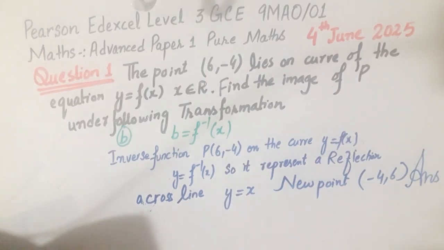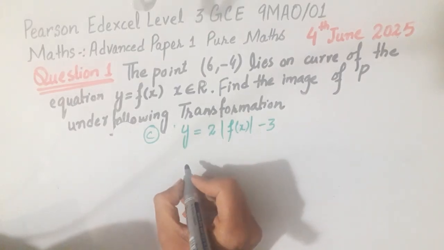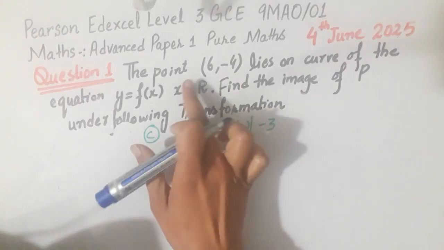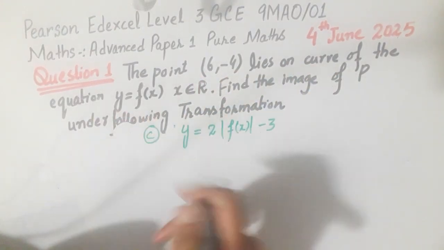Now we will do the C part. Now the C part: y equals 2 into mod of f of x minus 3. If we see this, this is a combined transformation. First of all, we will understand the initial condition that this point 6 and minus 4 lies on the curve y equals f of x.